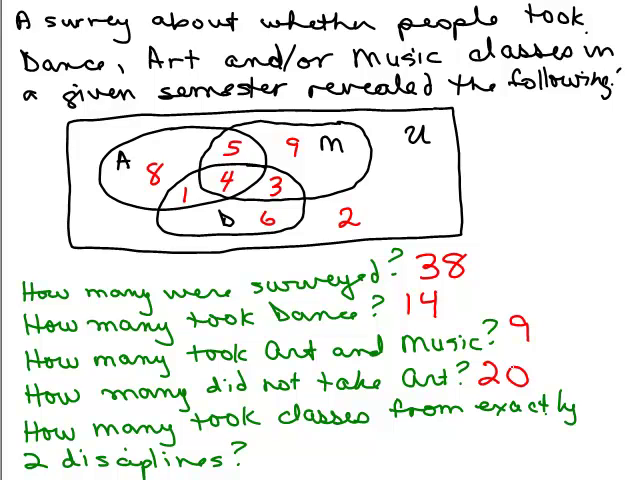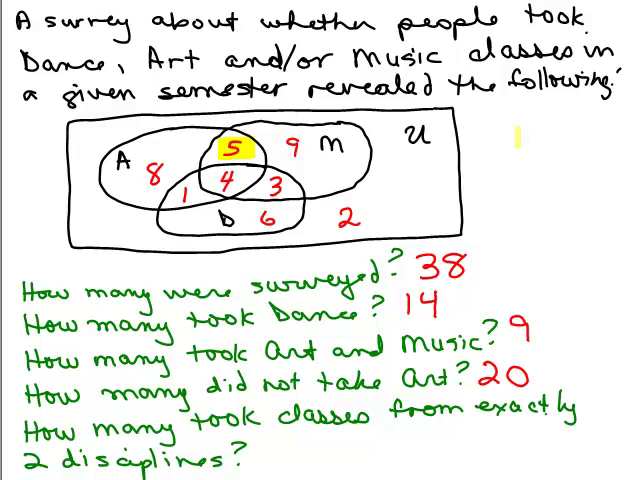And the last one is a little bit tricky. How many took classes from exactly 2 disciplines? So this means that we don't want anybody who just took a class in music or just in art or just in dance. We want to make sure they've taken at least 2, but it says exactly, so it does not include the people in the middle that took all 3 classes. So this one's a little bit tricky.